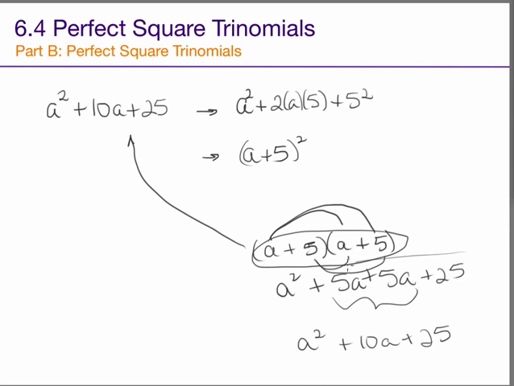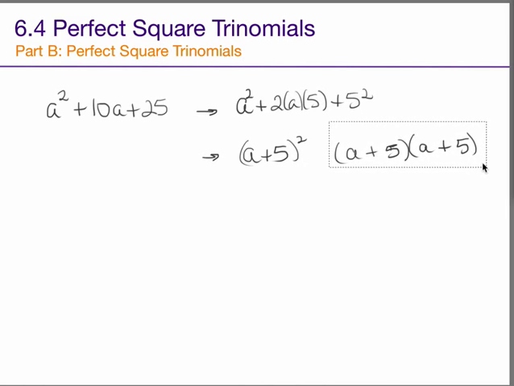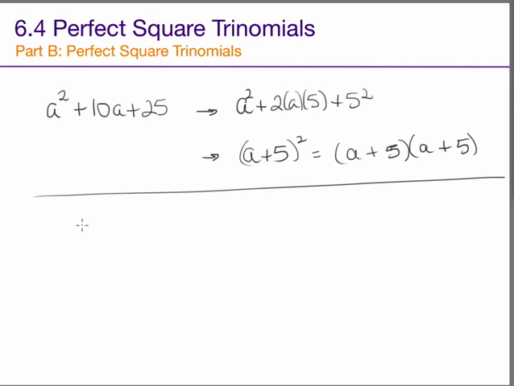I don't need anything down here. I just did this work to check that this was the correct answer. a squared plus 10a plus 25 can be written as (a plus 5) squared, or (a plus 5) times itself. If you're not sure about that, then just do it the other way.